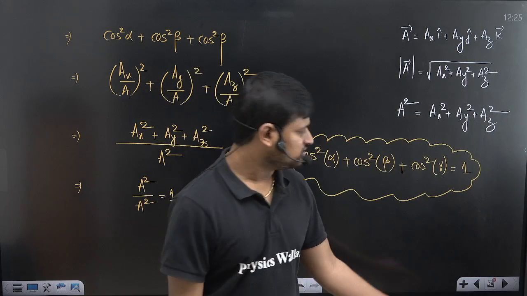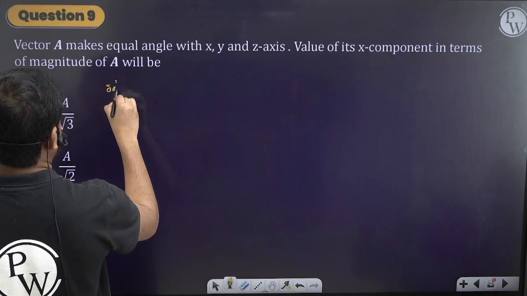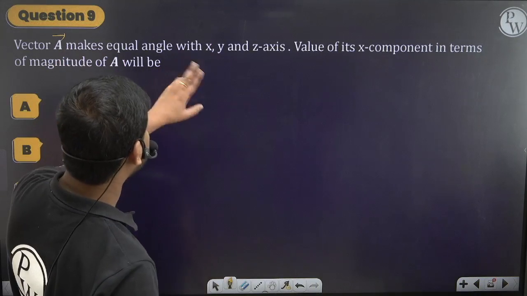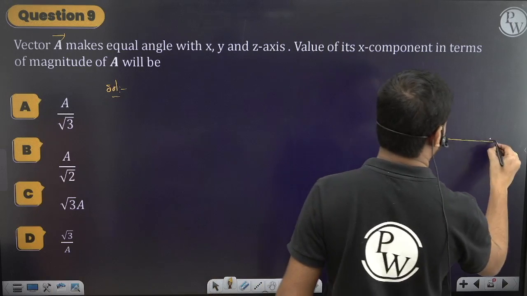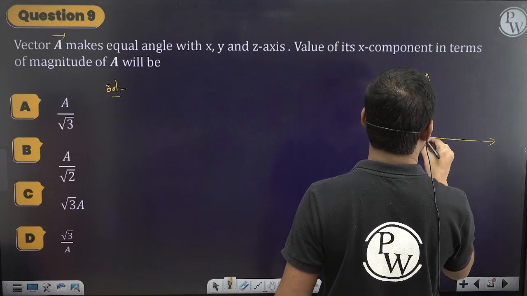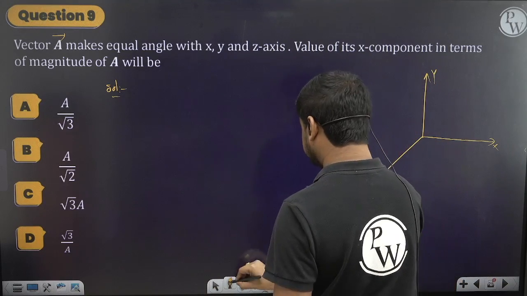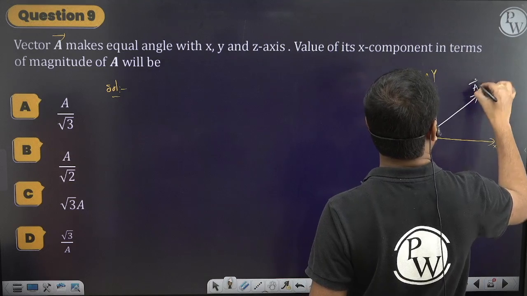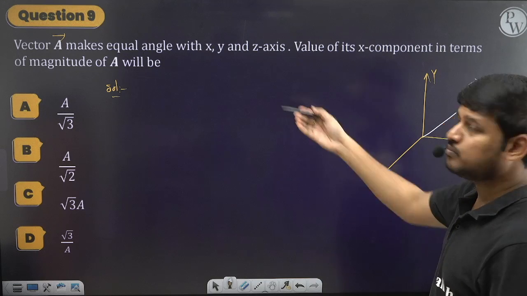So let's move further. Let's take the question. What does the question say? See here, a vector A makes equal angle with x, y, z axis. Let's suppose these are the x, y, and z axes. Let's consider the vector A is this one. This is vector A. It makes equal angle with all three axes.